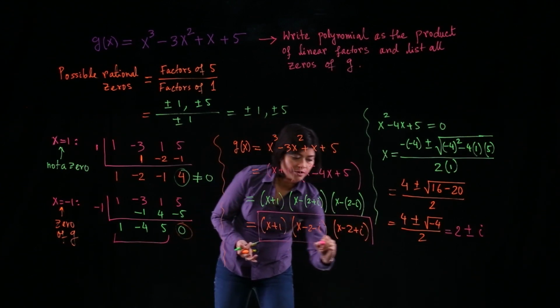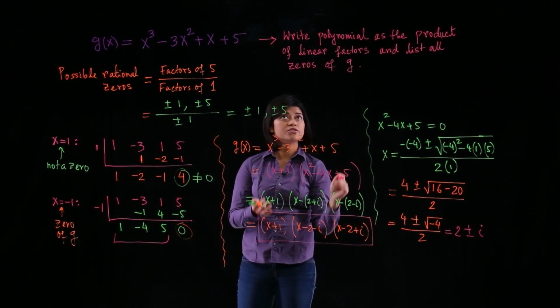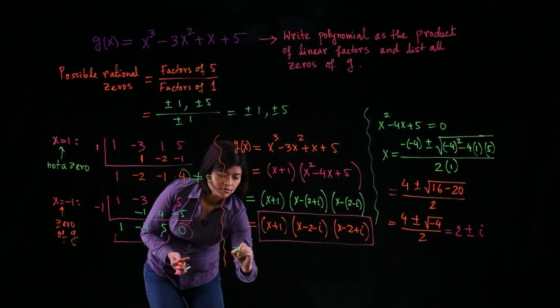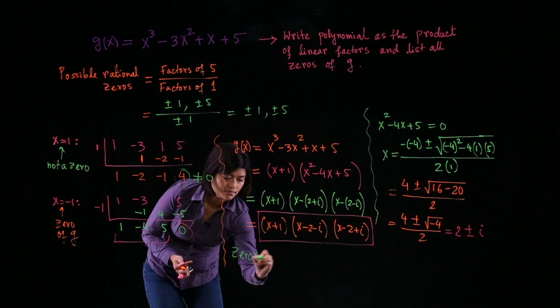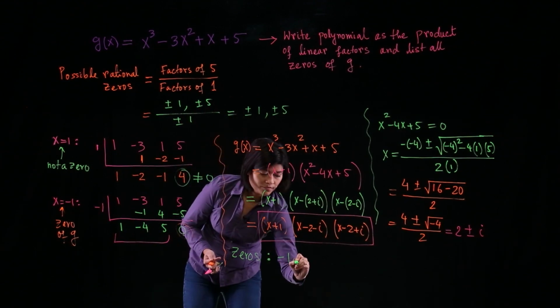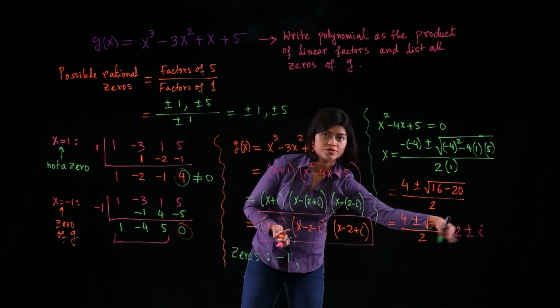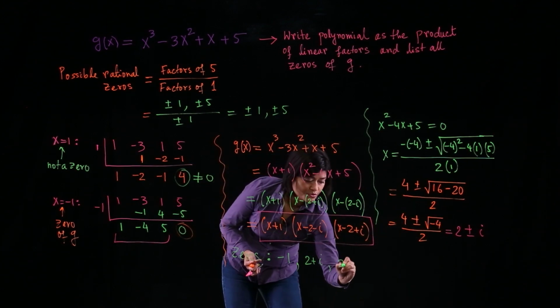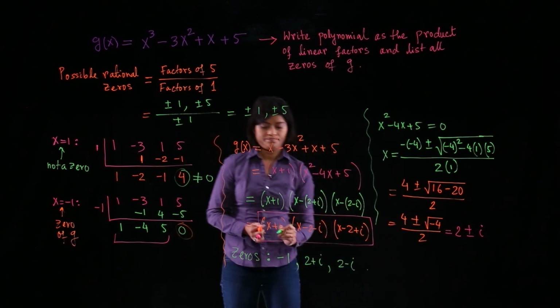So that's the first part of the problem. And then we also have to list all the zeros of g. Well, the zeros are negative 1 and the 2 zeros that we found here. One is 2 plus i, one is 2 minus i.